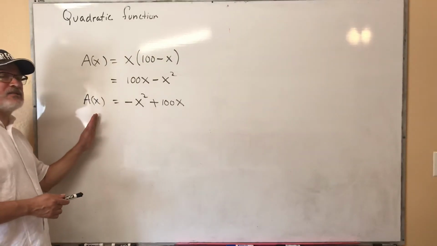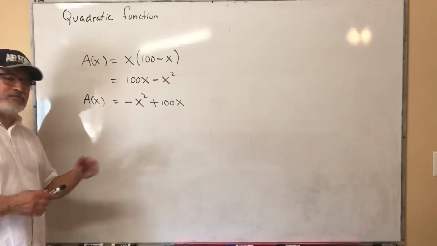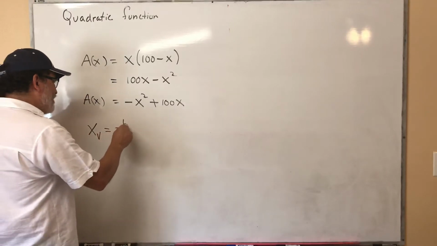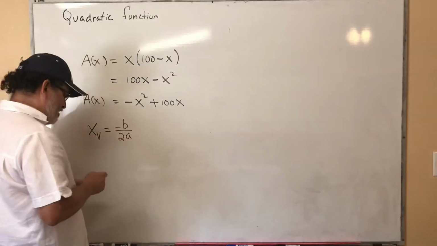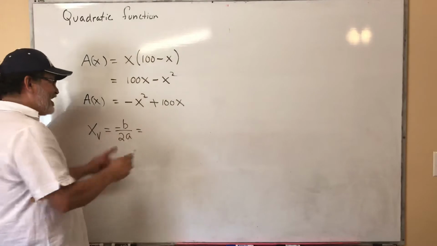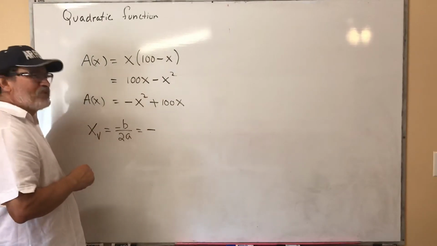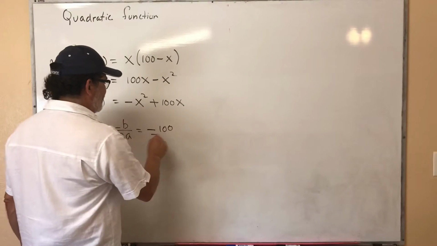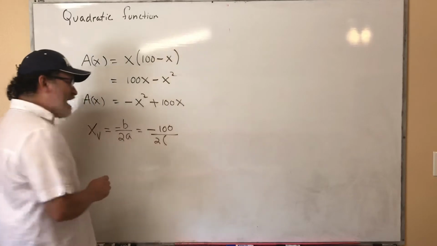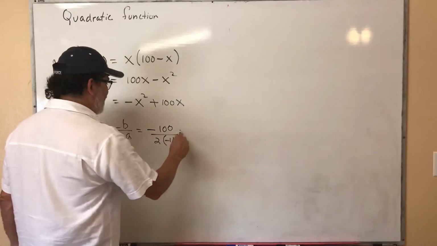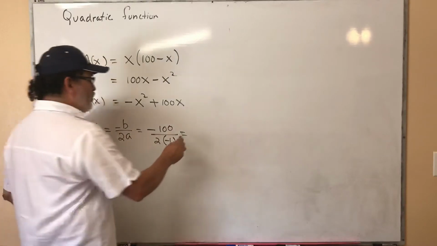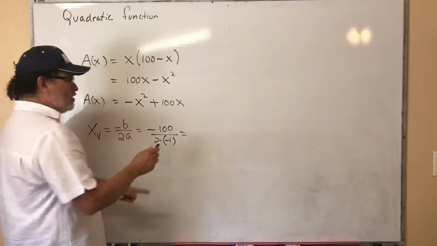This is a parabola, guys. Let's find the vertex. The x-coordinate of the vertex is negative b over twice a. That's what we said. Which equals to what? Negative what? What's b? 100. B is 100. Over twice a. What's a? Negative 1. That's negative 100 divided by negative 2. What's negative 100 divided by negative 2? 50.